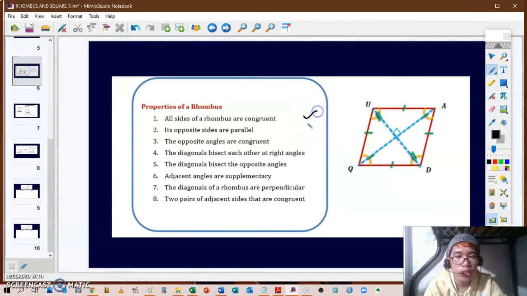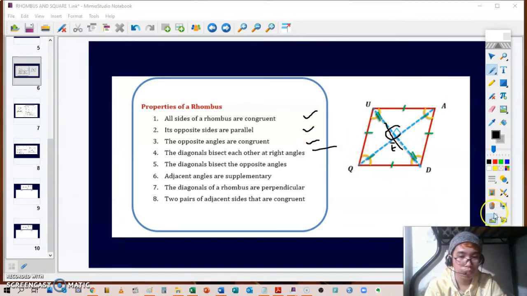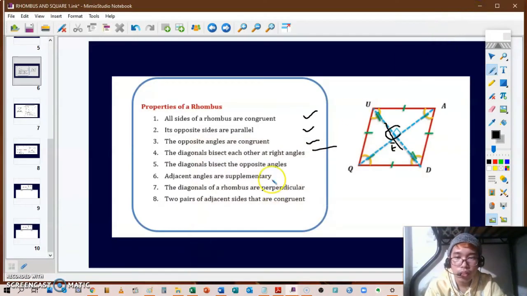And also its opposite sides are parallel and congruent, and the diagonals bisect each other at right angles. Okay, so there's a right angle here at the center. Let's say there's a point E there. Therefore, UEA is a right angle. And the diagonals bisect the opposite angles.